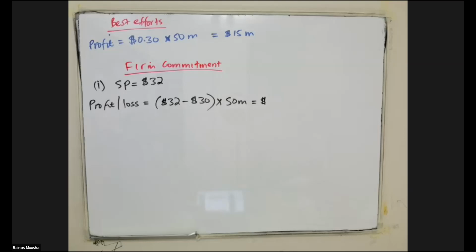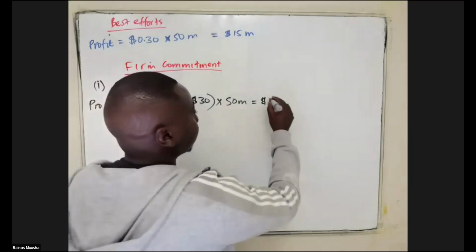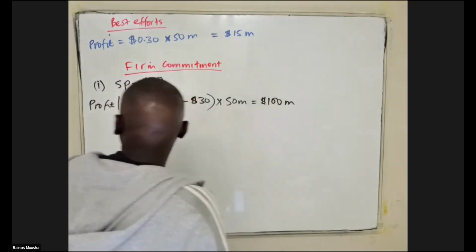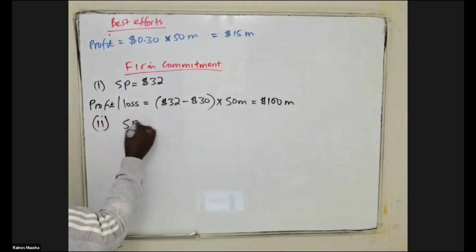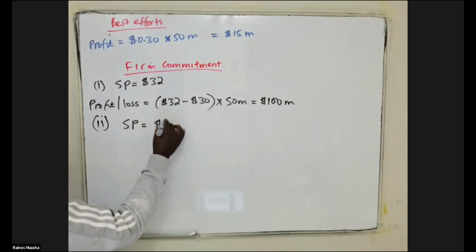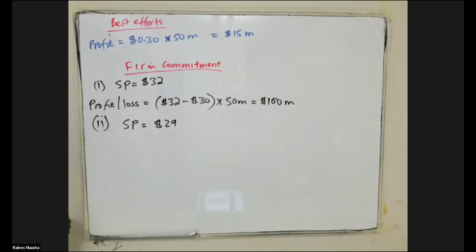So how much profit do they stand to make? $100. So they will be standing to make a profit of 100 million, right? In the second scenario, if they're able to sell this share in the market for $29, so it means in the first scenario, they're making a profit of 100 million.